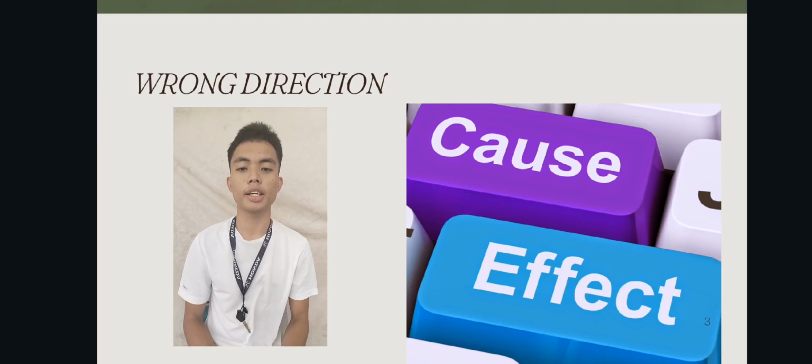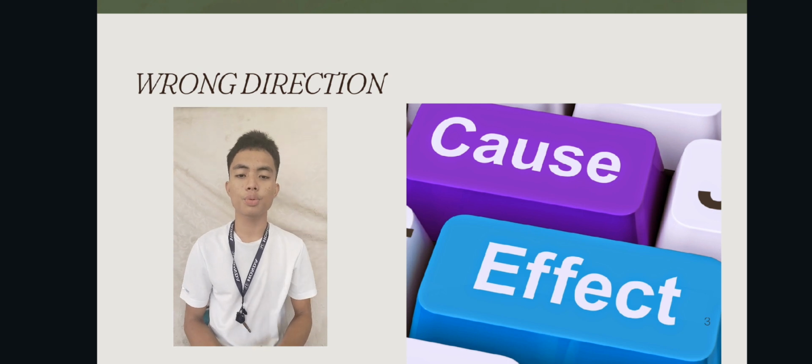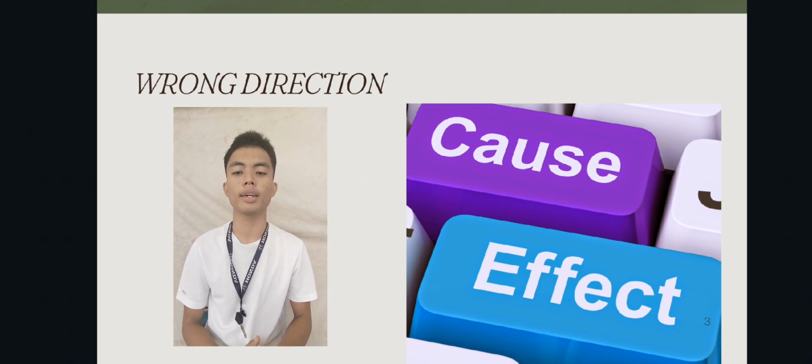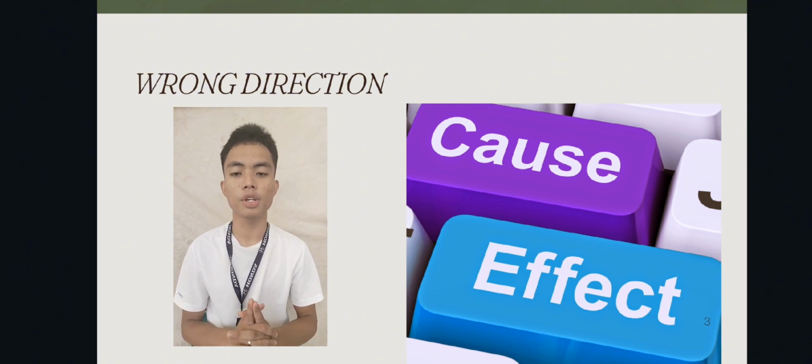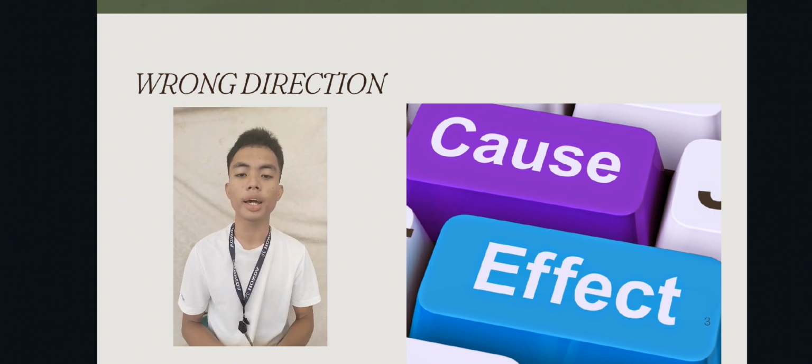The next fallacy is wrong direction. It occurs when the direction between cause and effect is reversed. This fallacy introduces irrelevant information to divert attention from the main issue. It undermines constructive discourse by shifting focus away from the central argument.